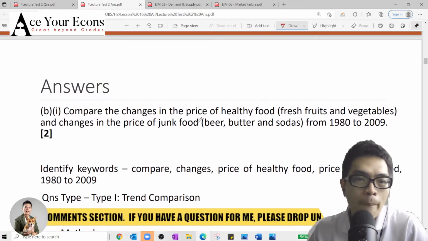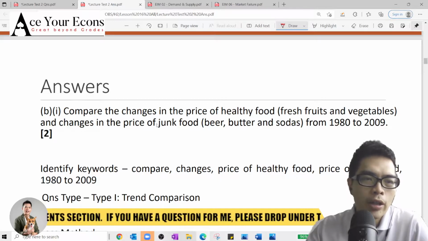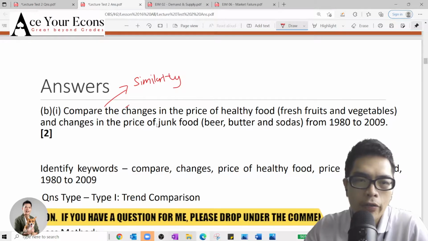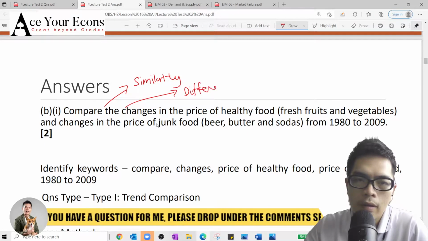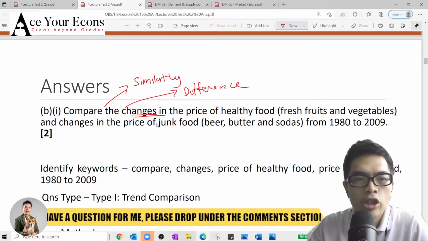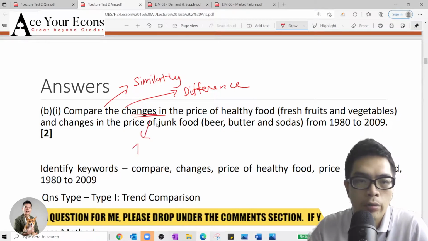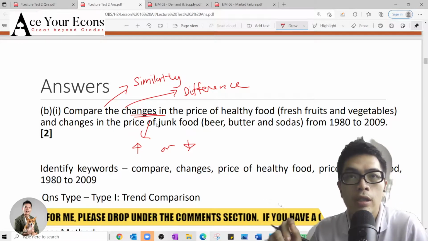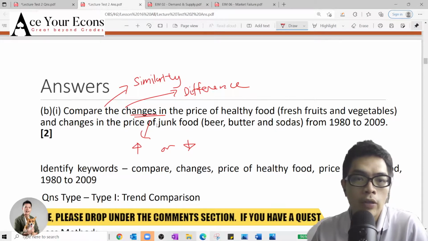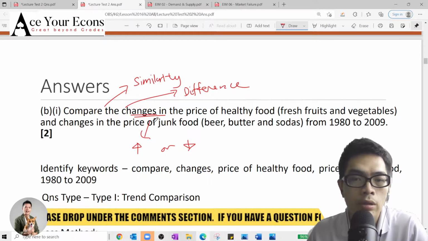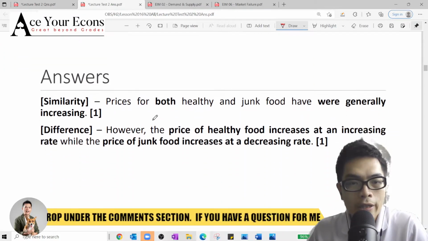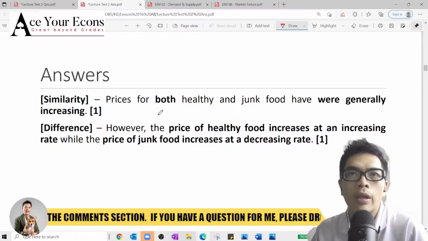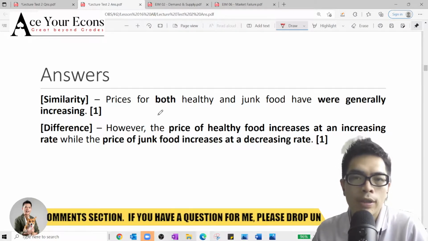For a trend comparison question, you would like to identify one similarity and one difference. When the question uses change, please convert it to increase or decrease. I don't want to see positive change or negative change. I will mark you down if you use positive or negative change. Go straight to the question: increase or decrease. As addressed earlier, this is a trap question. Especially for junk food, it's still increasing because it's still in the positive region.